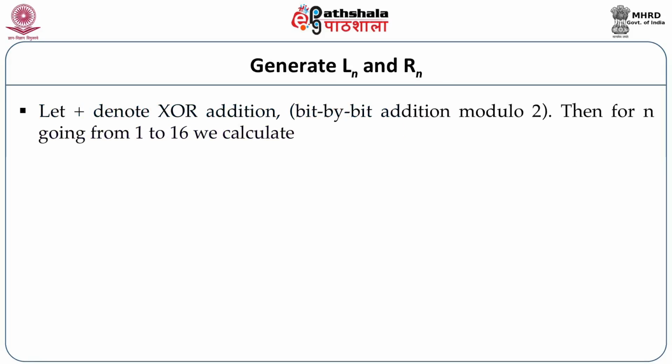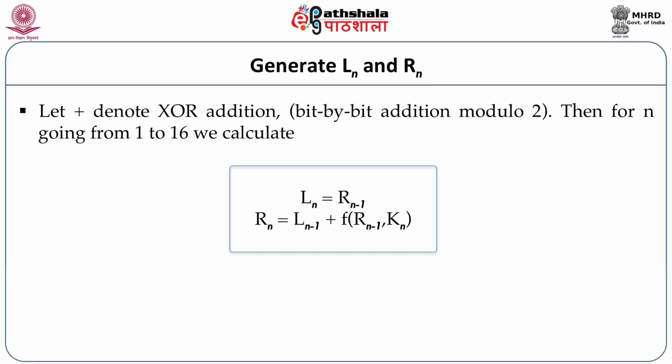We are going to use the XOR operation, and in my slide I have denoted it by a plus sign. The formula for generating Ln and Rn is that we have to generate the new left and right from the previous left and right. So if I want to generate Ln, I will copy the right half, denoted by R, of the previous round, that is Rn minus 1.